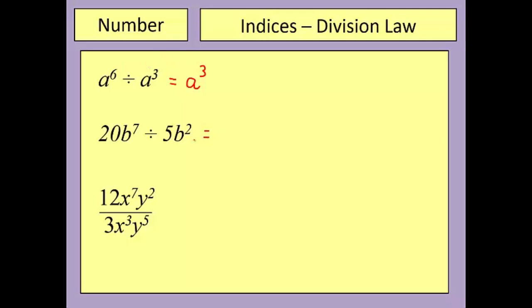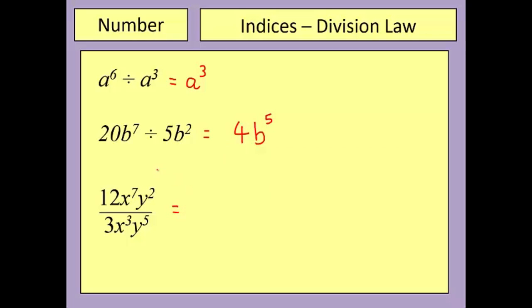So a similar thing on this next question, apart from we have coefficients. We have a 20 and a 5. So we actually divide these. 20 divided by 5 gives you 4. And then we use the division law with the indices, so b to the 7 divided by b squared. 7 take away 2 is 5, so it's 4b to the power 5.